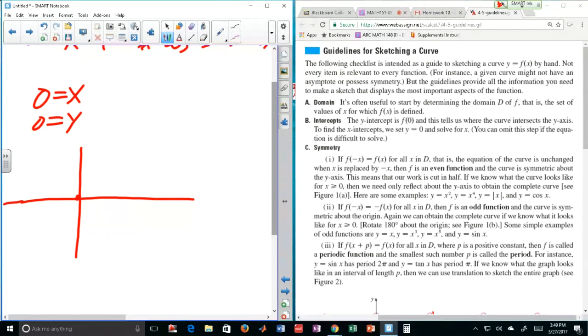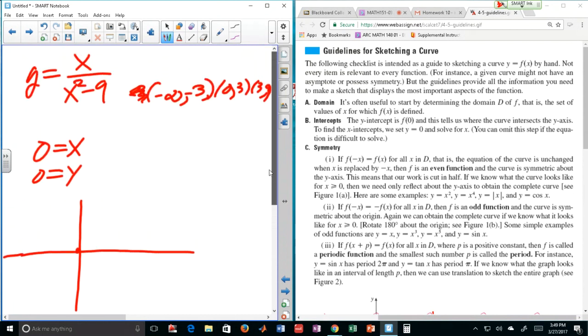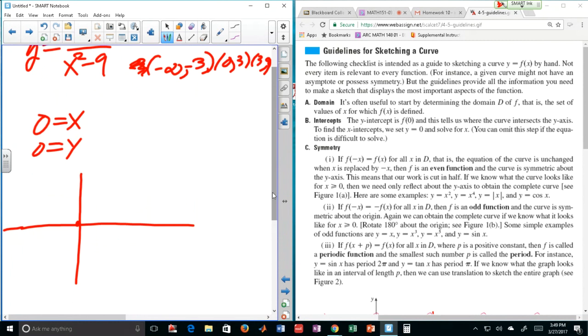All right, symmetry. If f of negative x equals f of x for all x in D, that is the equation of the curve is unchanged when x is replaced by negative x, then f is an even function and the curve is symmetric about the y-axis. This means that our work is cut in half. If we know what the curve looks like for x greater than 0, then we need only reflect this about the y-axis to obtain the rest. So if you set f of x, or f of negative x, you get the same thing? No. Right, because of that x on top.